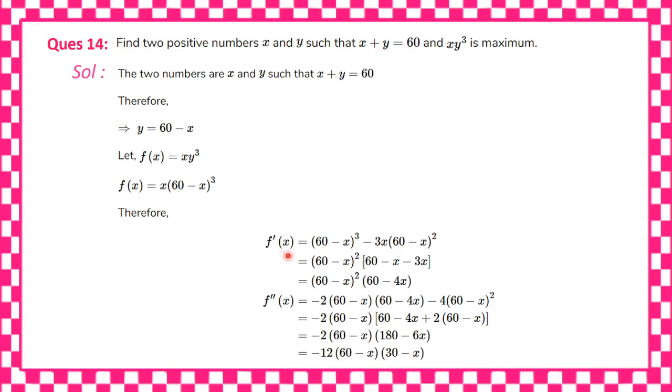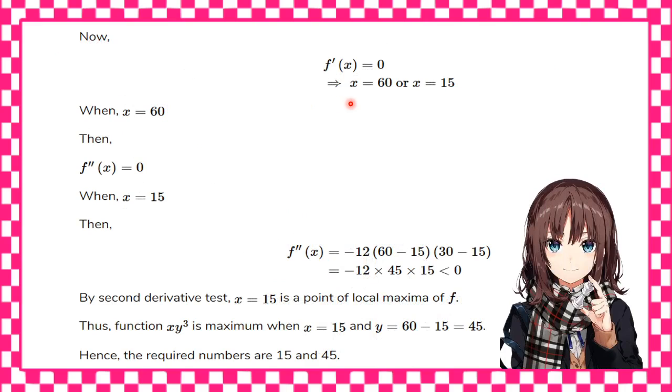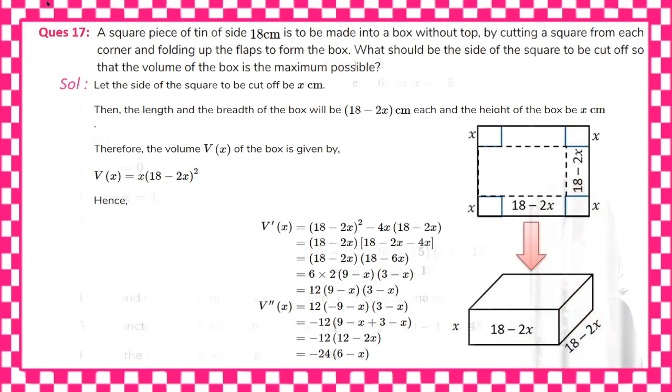So now differentiate it, then calculate the second derivative. What is the next step? We have to equate the first derivative with 0 for finding the critical points. If we take x as 60, the double derivative will become 0, so it's better to avoid that. We will take x equal to 15, then we are getting the double derivative as negative, something which is less than 0. So definitely x equal to 15 is a point of local maxima. If x is 15, then y is 45.